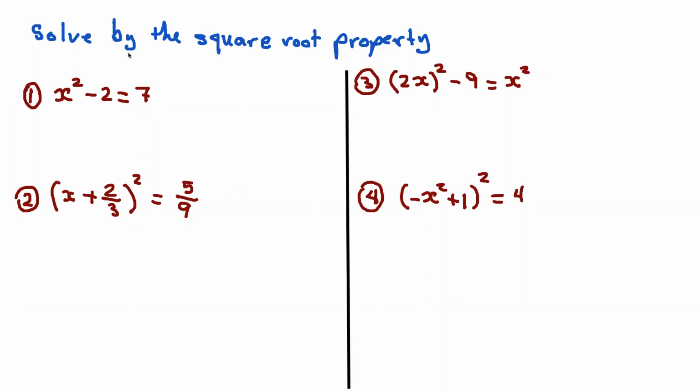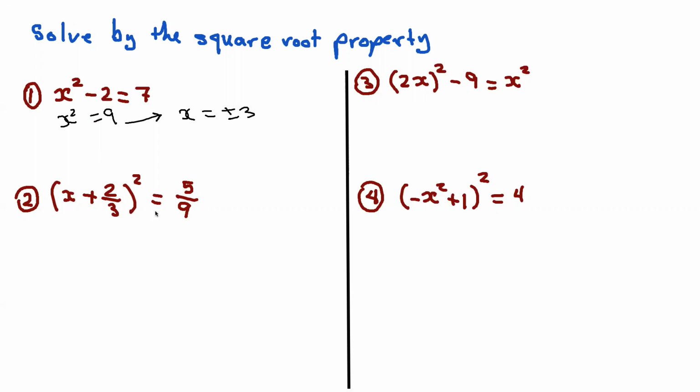So, solving quadratics by the square root property. In the first one, what you need to do is move the -2 to the other side, so it becomes x squared equals 9. And therefore, you square root both sides, and you'd end up with x equals, when you square root, you always get plus or minus 3. So that's the answer for the first one.